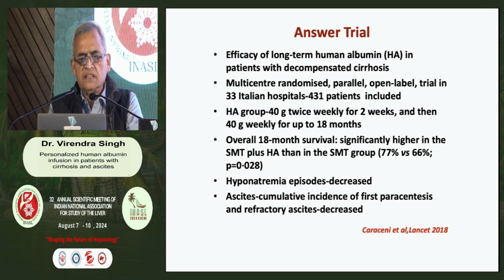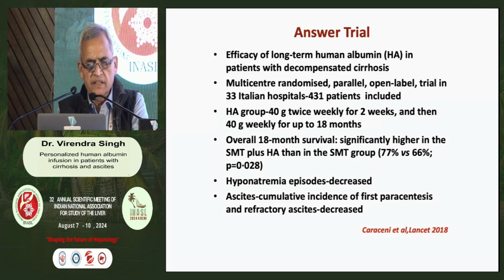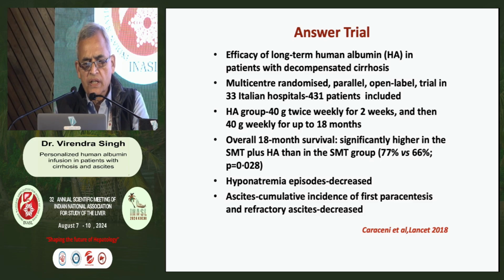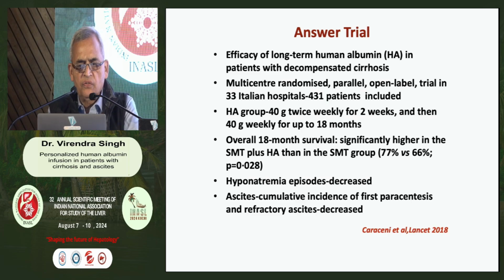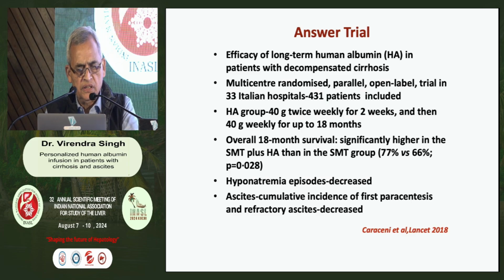This is a classical ANSWER trial in which they looked at the efficacy of the long-term human albumin in patients with the decompensated cirrhosis. It was a multicentric, the Italian trial, including 431 patients. The human albumin was given 40 gram twice weekly for 2 weeks and then 40 gram weekly for up to 18 months. Overall 18-month survival was significantly higher in SMT plus the albumin group than in the SMT group.